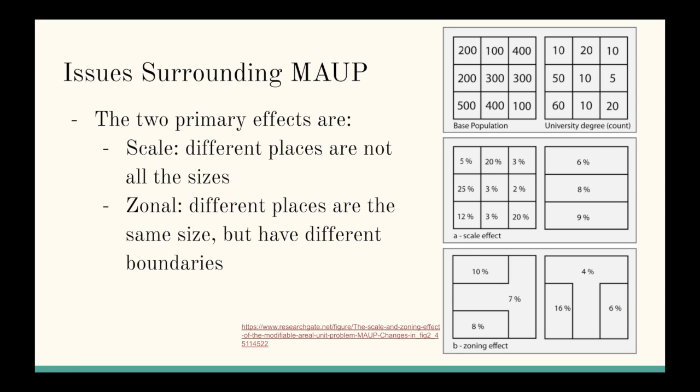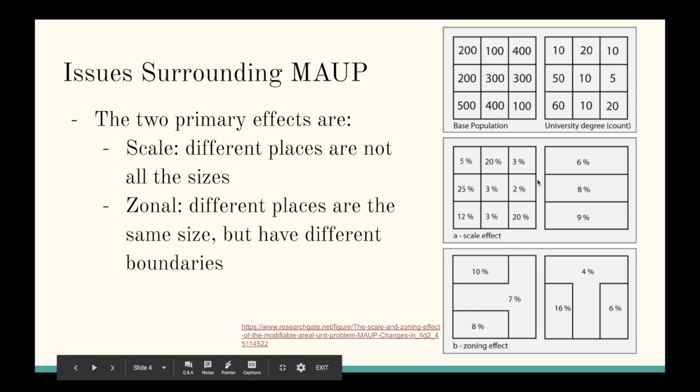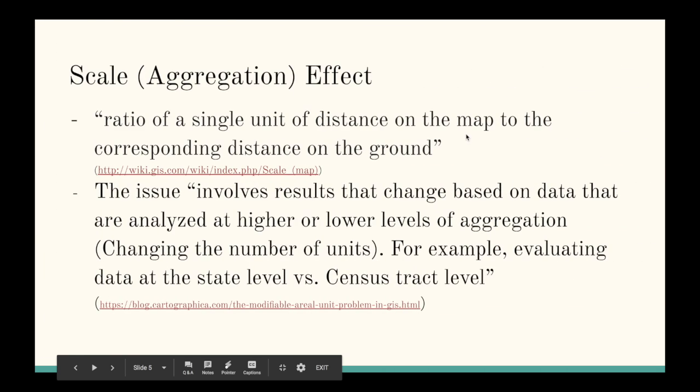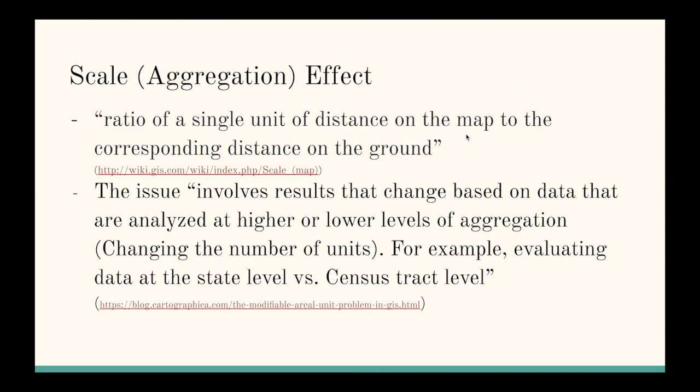The two primary effects are scale, where different places are not all the same size, or zonal, where they have the same size, but they have different boundaries, like this one and this one. So the scale or aggregation effect: scale is the ratio of a single unit of distance on the map to the corresponding distance on the ground.